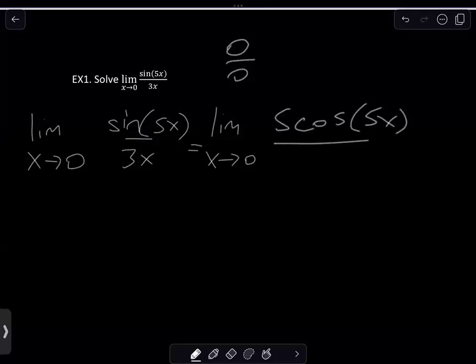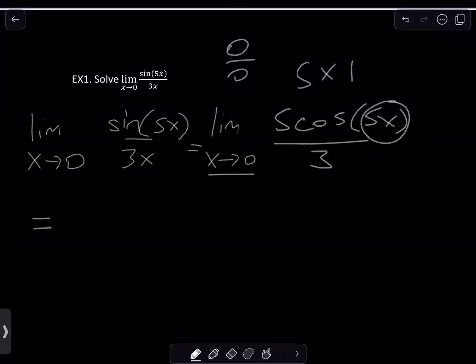And differentiate the denominator, we're going to get 3. And now let's try the direct substitution. If I substitute 0 in place of x here, I'm going to get 5 times cosine of 0, which is 5 times 1, because cosine of 0 is 1. So it's going to give me 5 over 3. And that's your answer to this question.